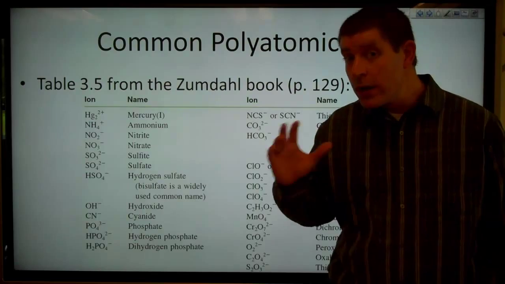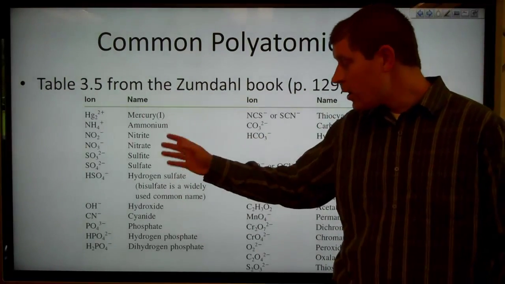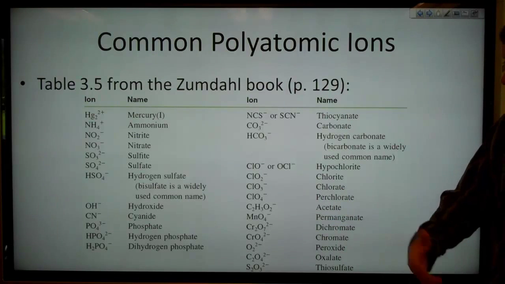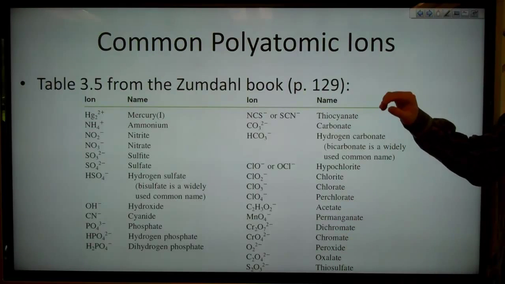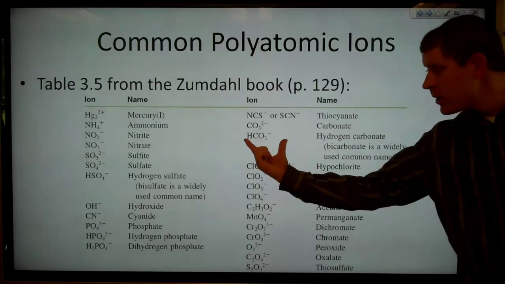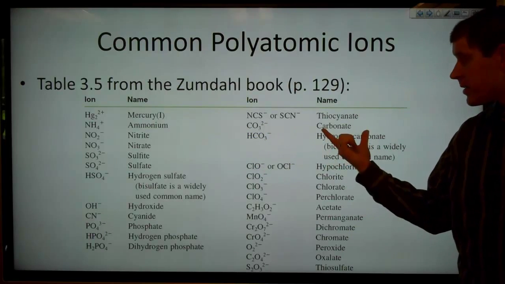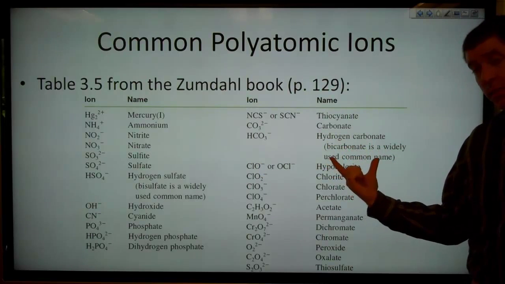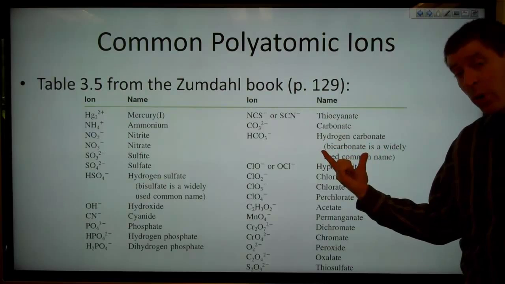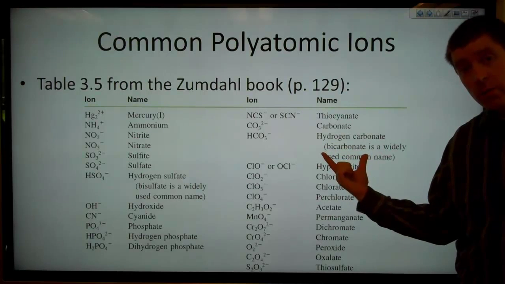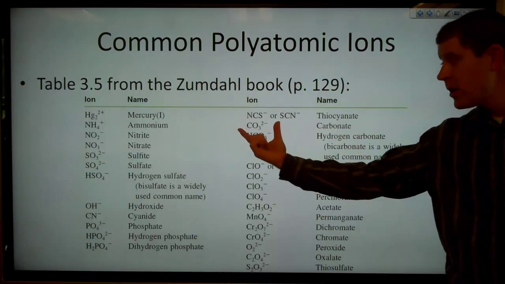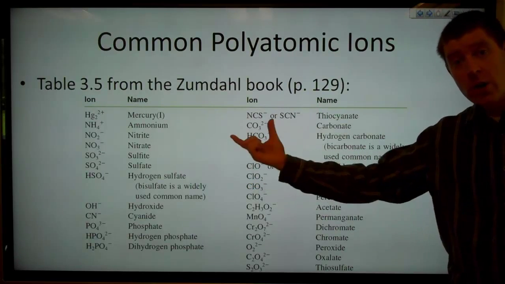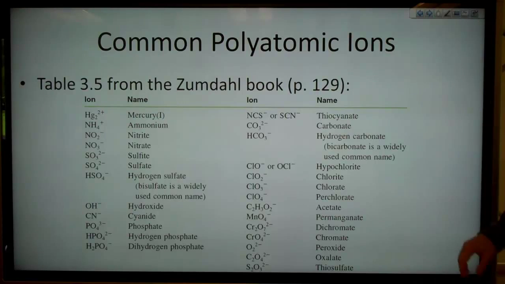Some of the really common ones are nitrate, sulfate, peroxide, cyanide, hydroxide. I want to point out here for this one, CO3 2-, that's carbonate. If we add a hydrogen to it, it's called hydrogen carbonate, or sometimes bicarbonate. This is one of the components in baking soda. Baking soda is sodium bicarbonate, so we have a carbonate with one hydrogen. That's where the bicarbonate comes from, and a sodium ion in there as well.